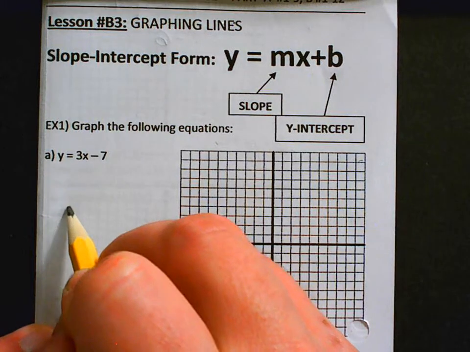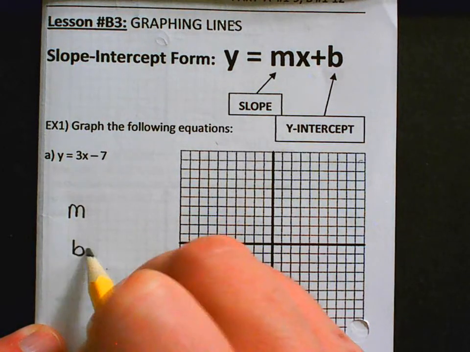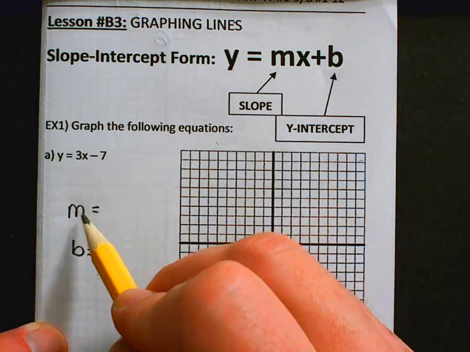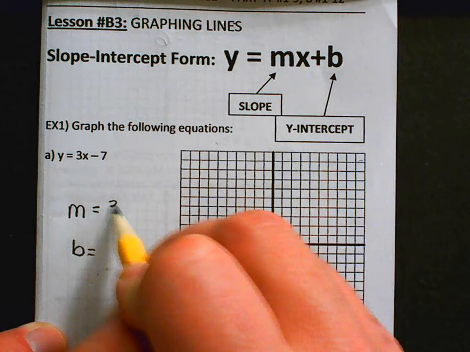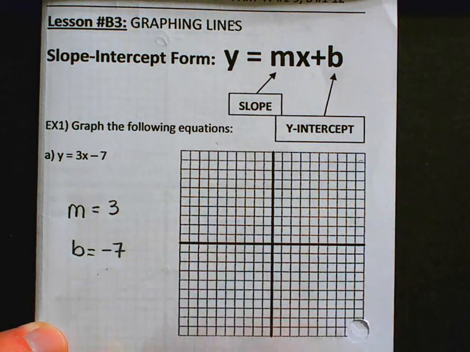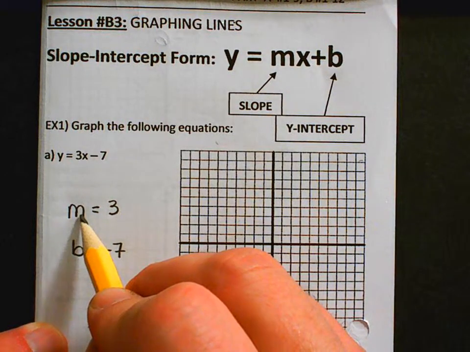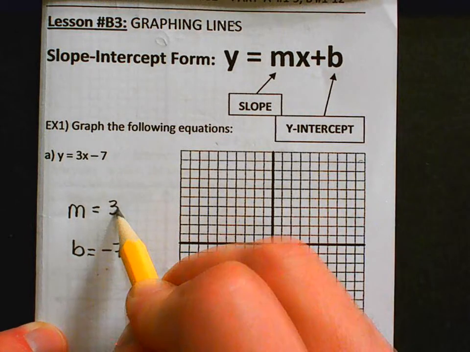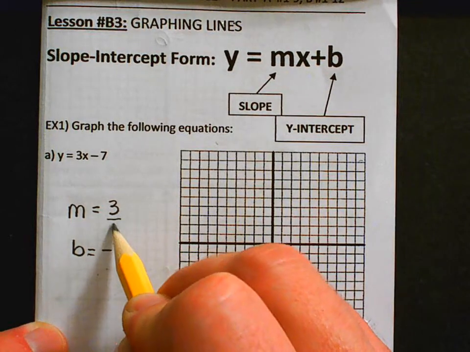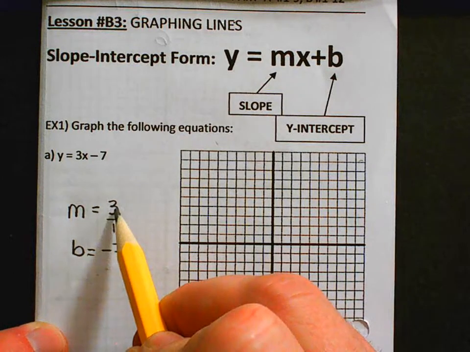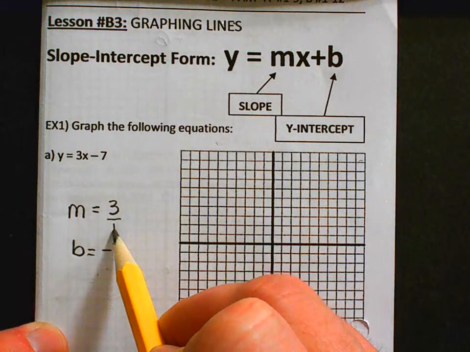So here I have example number 1, where I'm asked to graph the equation y equals 3x minus 7. The first thing you're going to do is write m and b, and identify both of them. The m in this case is 3, and b is negative 7. Slope is defined as rise over run, so I'm going to rise 3, and we always put a 1 underneath, because we always want the slope to be a fraction.